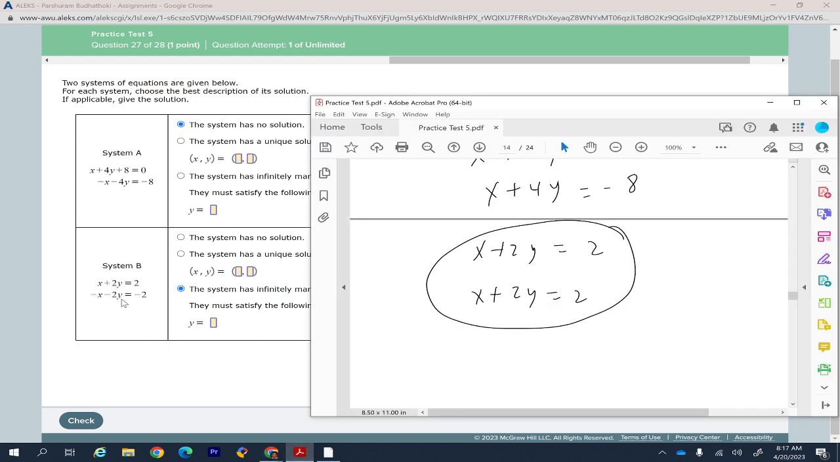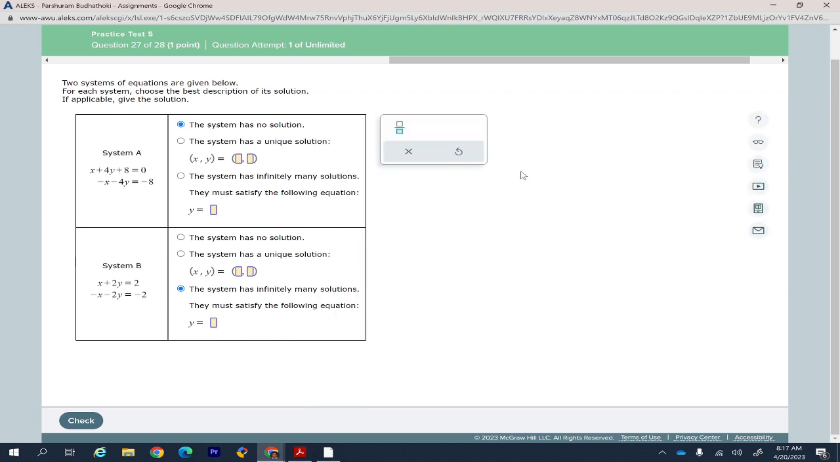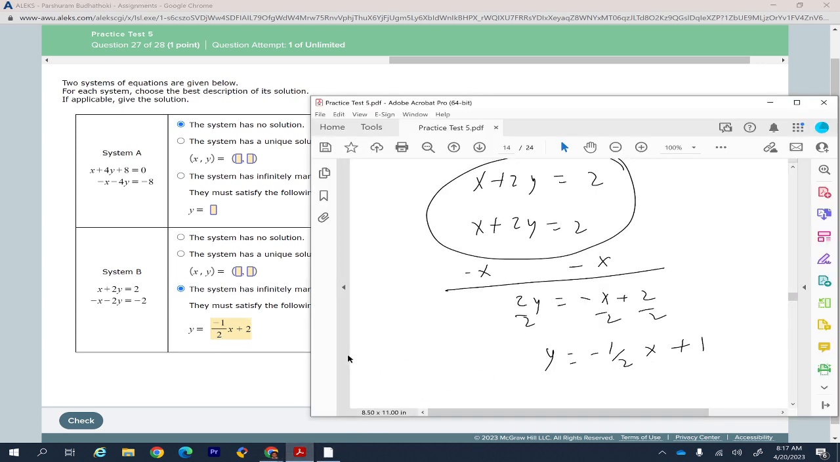So what is the value of y? You can pick this equation and find the y. Just bring x to the other side. 2y equal negative x plus 2. Divide both sides by 2. y equal negative half x plus 1. So that's the value of y. Negative half x plus 2. That's the solution for the y. Sorry, plus 1.